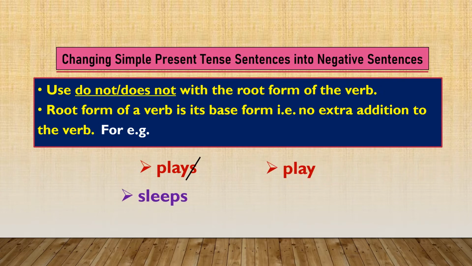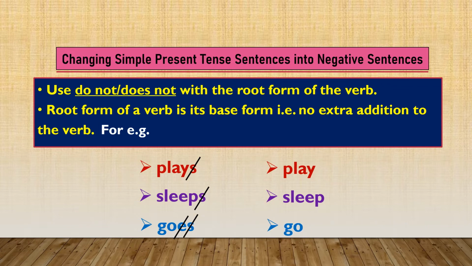Let's take another example. Sleeps. The root form of sleeps is sleep. Let's take another example. Goes. What is the root form of this verb? Goes. It is go. That means using the verb in its base form.